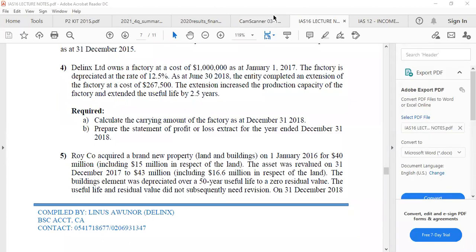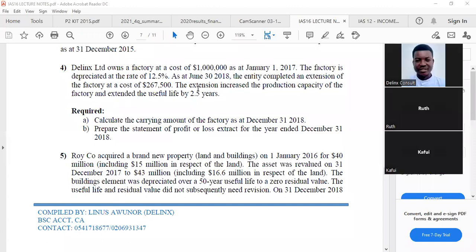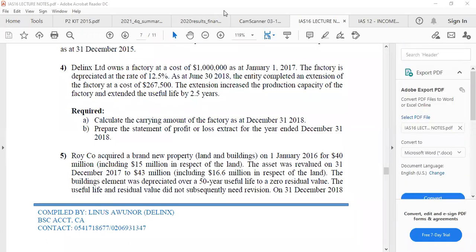All right. So they are saying that the Lynx Limited owns a factory at a cost of 1 million as at January 1, 2017. The factory is depreciated at a rate of 12.5%. As at June 30, 2018, the entity completed an extension of the factory at a cost of 267,500. The extension increased the production capacity of the factory and extended the useful life by 2.5 years.